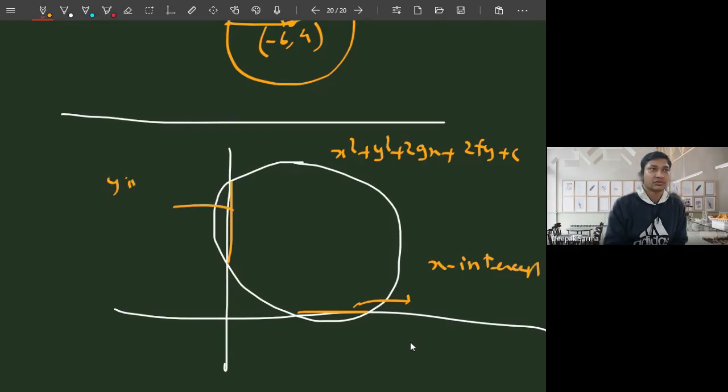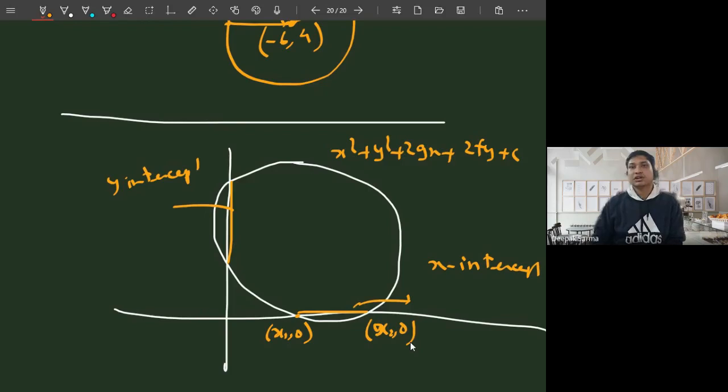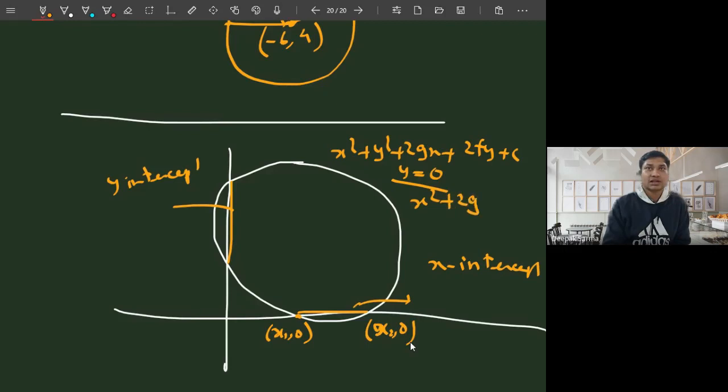I am giving you the idea. Suppose this one is (x1, 0) and this one is maybe (x2, 0). These two points are on the circle. So if you put y equal to 0, because the y coordinates are 0 for these two points, what do you get? x square plus twice gx plus c equal to 0.